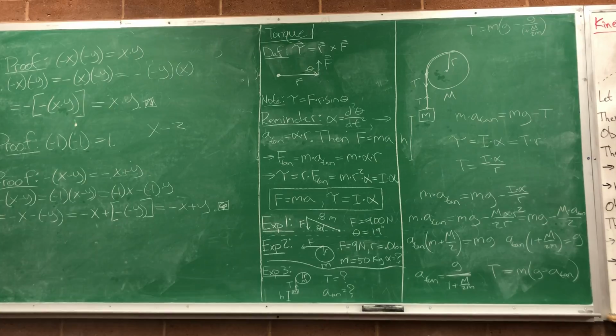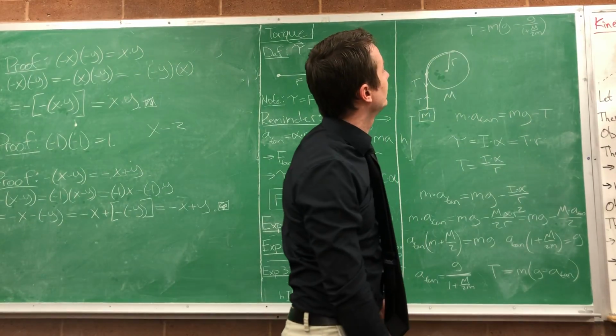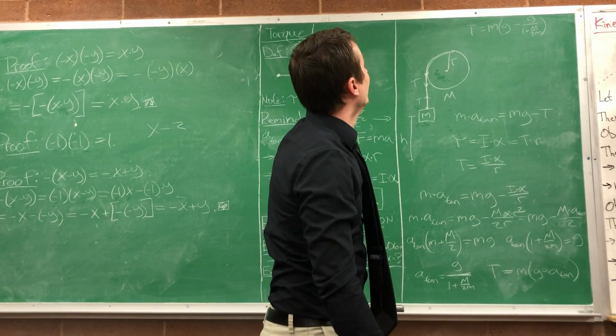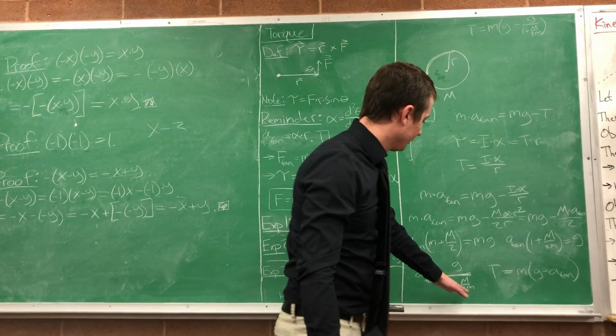What did he do? He had mg minus m times that whole thing. Okay, we have that, going from here to here. Maybe he's just skipping a lot of algebra and expects us to just do it. But if we're going to do that, we should get a common denominator.